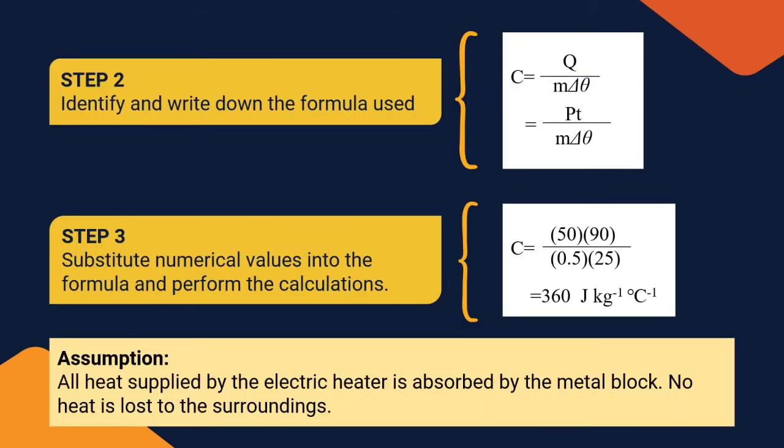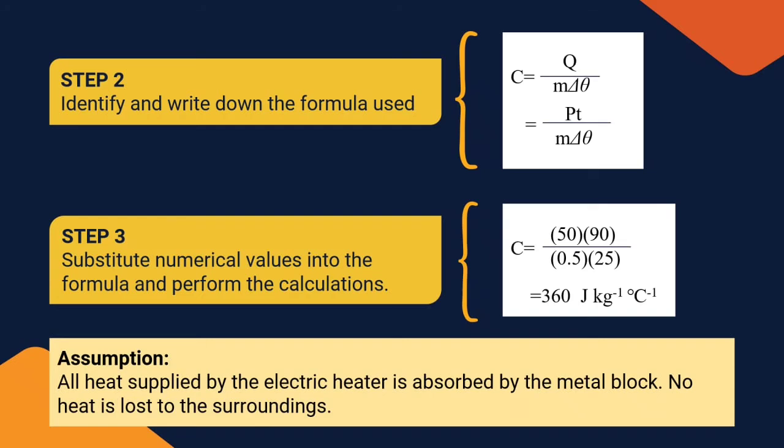Step 2. Identify and write down the formula used. C equal to quantity of heat supply over mass multiply change of temperature, equal to power of heater multiply heating time over mass multiply change of temperature.